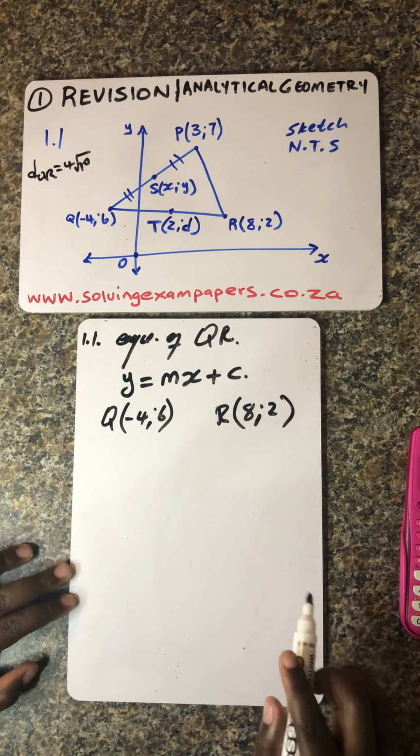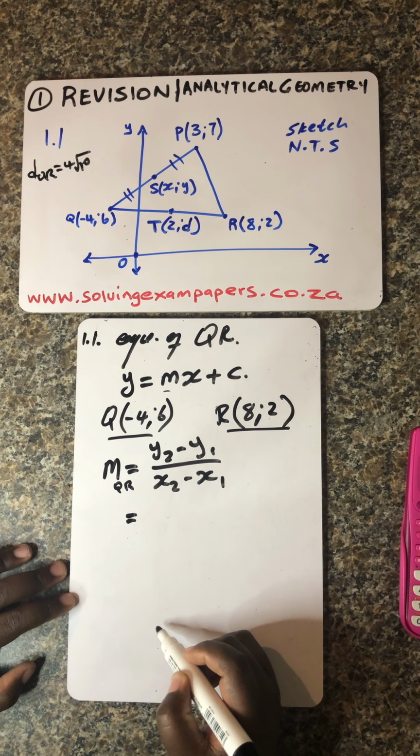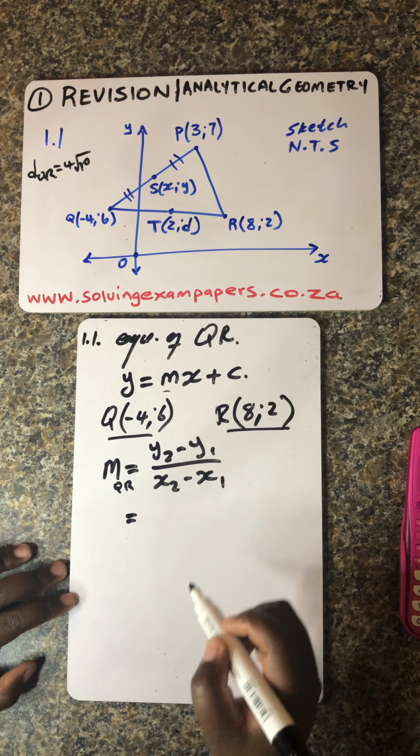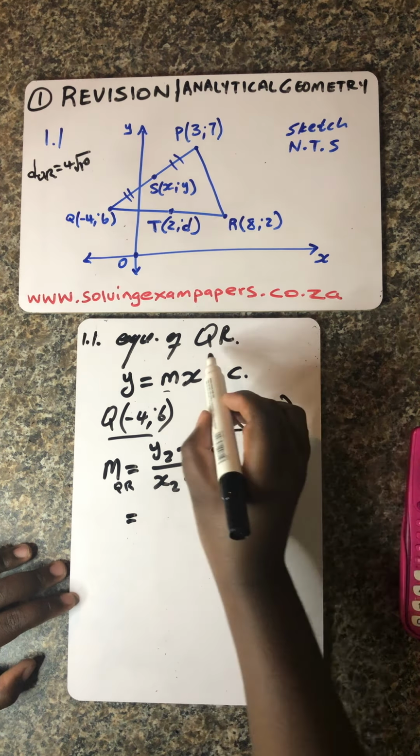Okay, let's substitute. Ladies and gentlemen, what is y2? At all times, just follow the sequence. The question said QR. Then the next letter becomes your second values. This is x2, this is y2.